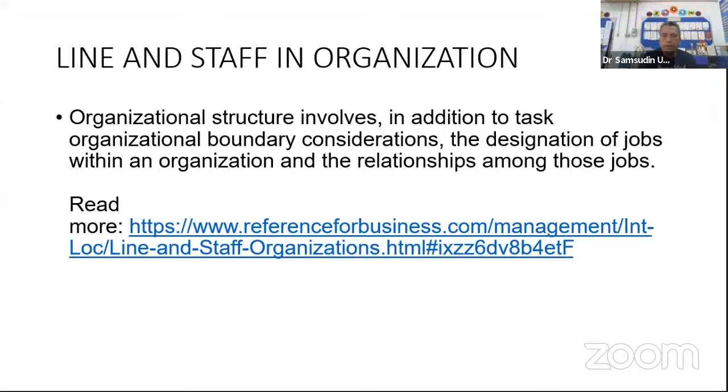Then, because within the organization we have many departments and many sections, we also have to differentiate between the main daily operation and the routine activities in the organization. The students have to know how to differentiate between these two. There is a difference between line function and staff function, as I mentioned in the beginning of the chapter just now.